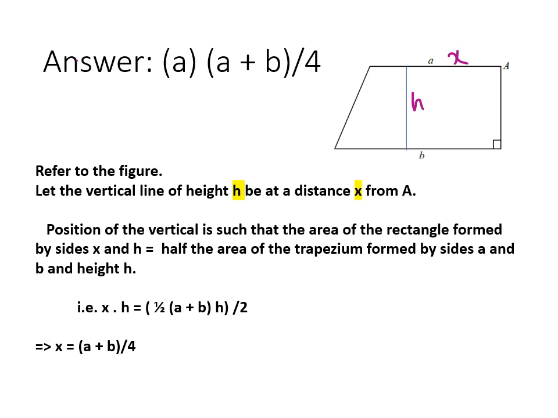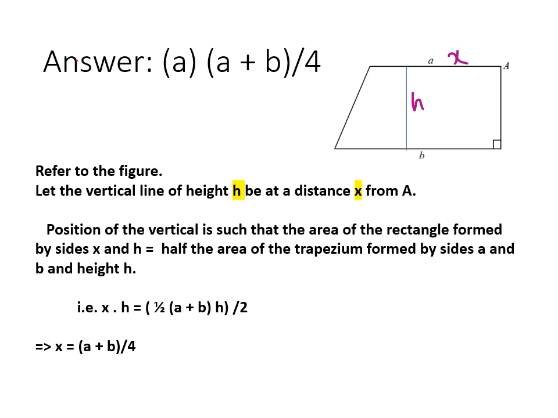Let me put the vertical of the height h of the trapezium at a distance x from the point A in the figure. The position of h should be placed such that it exactly divides the area into equal parts. That means the area of the rectangle formed with the sides h and x will be half of the area of the entire trapezium, that is half into (a plus b) into h.